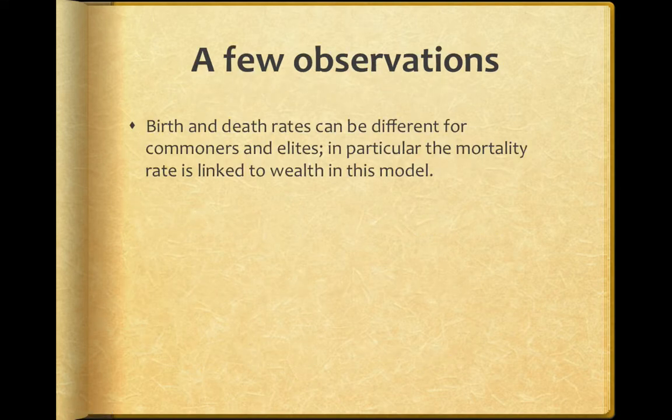So we can summarize a few observations. First, the birth and death rates can be different for commoners and elites, and in particular the mortality rate, the alphas in this case, are linked to wealth, and that's an important link between mortality and wealth in the system.